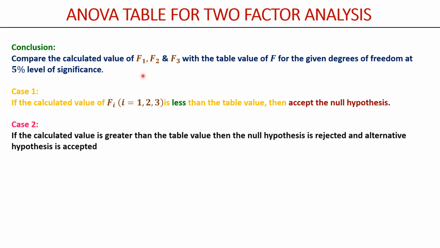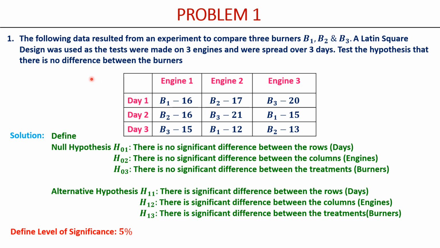So our comparison is the same: the calculated values of F1, F2, F3 with the table value. If it is less than the table value, then we accept H naught, that is the null hypothesis, else we reject H naught or accept the alternative hypothesis. Now let's read the first problem.